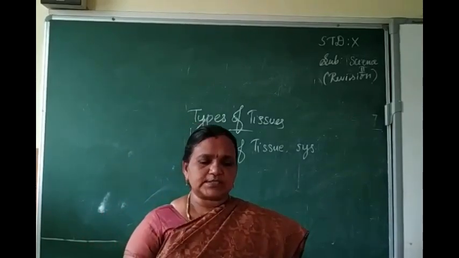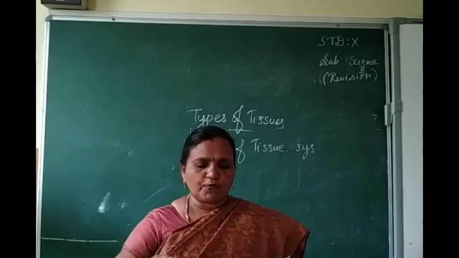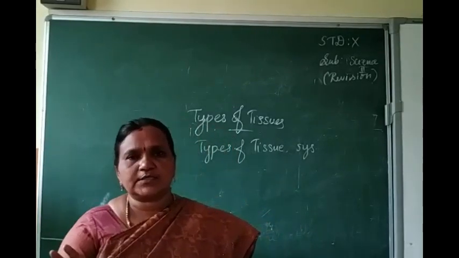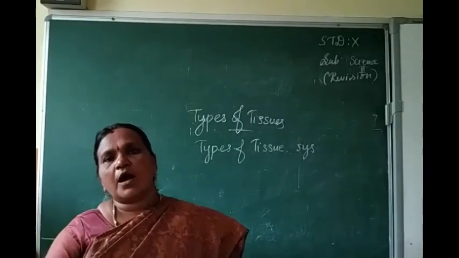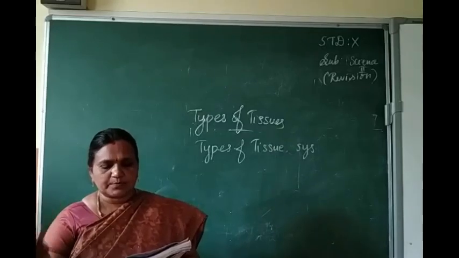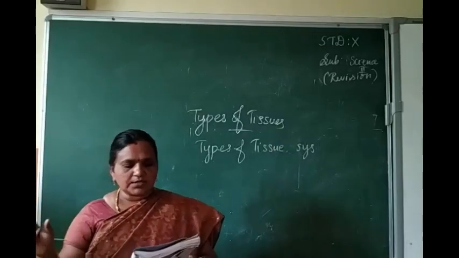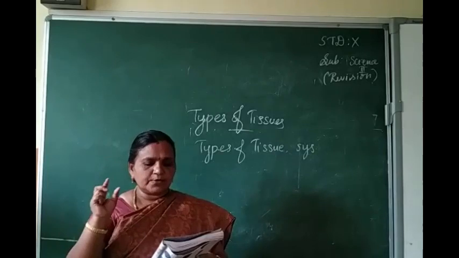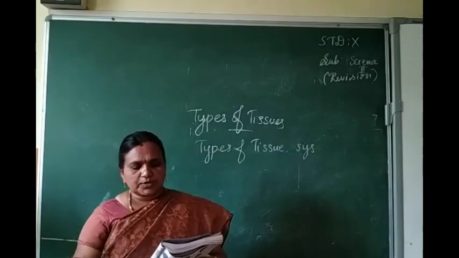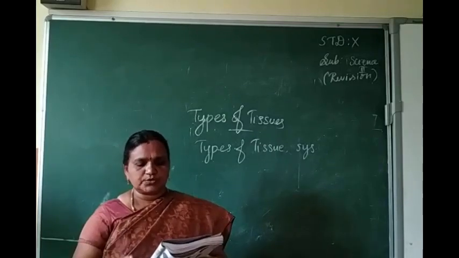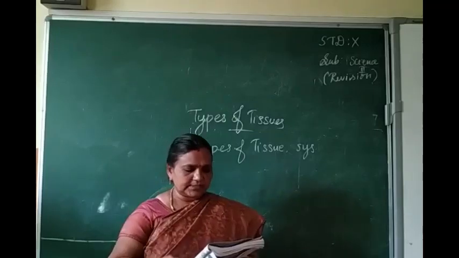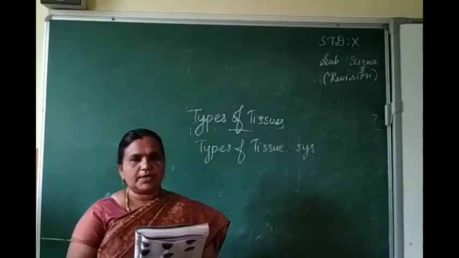Then ground tissue system, main functions, 4 or 5 functions are given. So these 5 functions will be asked in the 2 mark question or 4 mark question: photosynthesis, food storage, secretion, support and protection. Then last one, what are the functions of the vascular tissue system? Xylem tissue, transport of water and minerals; phloem tissue, transport of food. So these components of tissue and the functions of tissue also you have to learn properly.